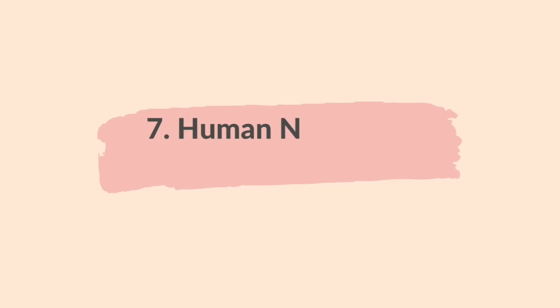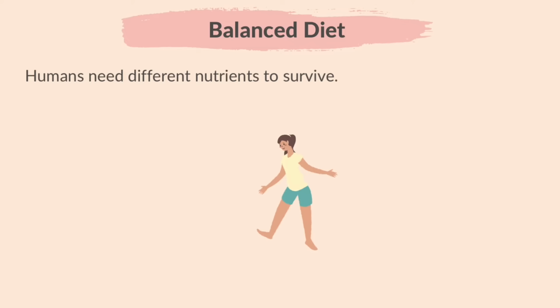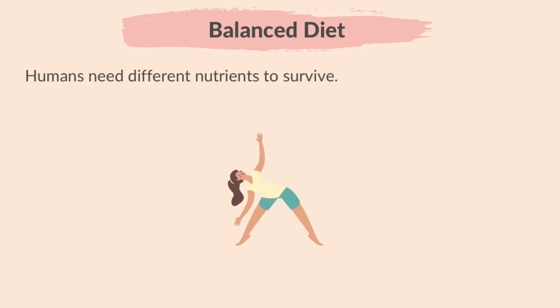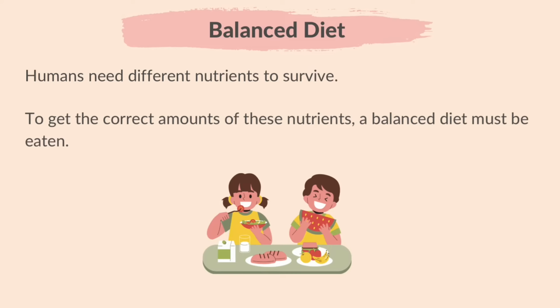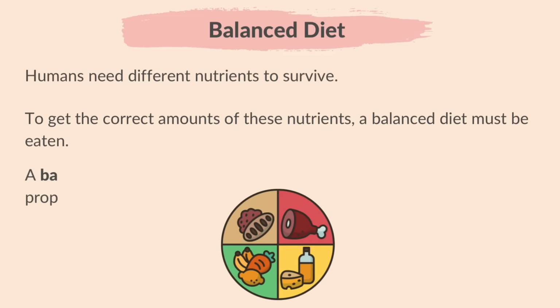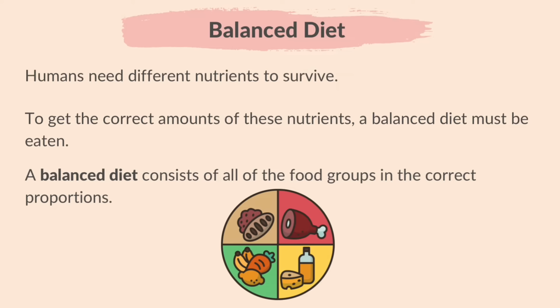This video summarizes Part 1 of Topic 7, Human Nutrition. Humans need different nutrients to survive. To get the correct amounts of these nutrients, a balanced diet must be eaten. A balanced diet consists of all of the food groups in the correct proportions. Let's take a look at the nutrients that are essential for humans.